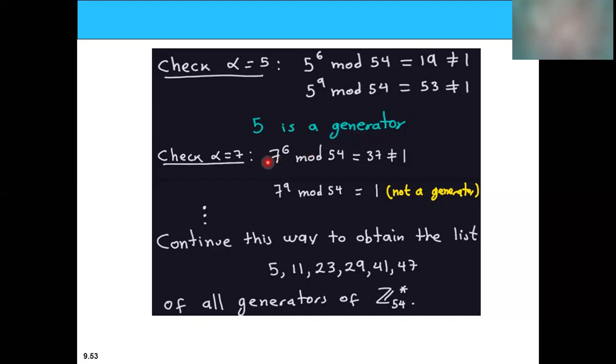Similarly, I take alpha as 7. In that case, 7 to the power 6 mod 54 is not congruent to 1, but 7 to the power 9 mod 54 is 1. In that case, 7 is not a generator. Continuing this way, we obtain 5, 11, 23, 29, 41, and 47, all are generators of Z54 star.